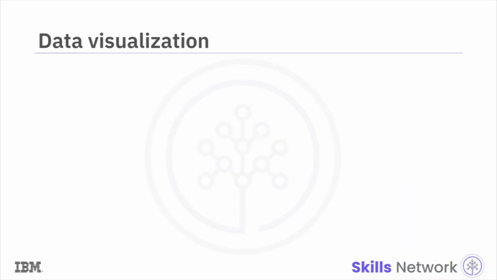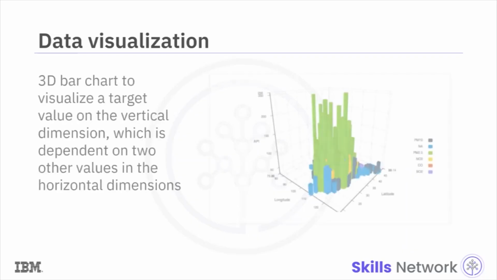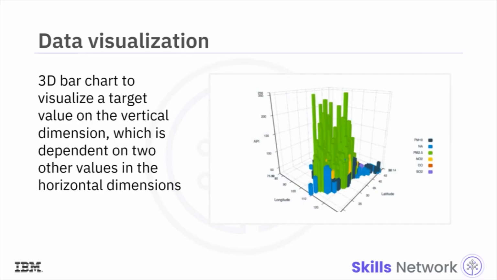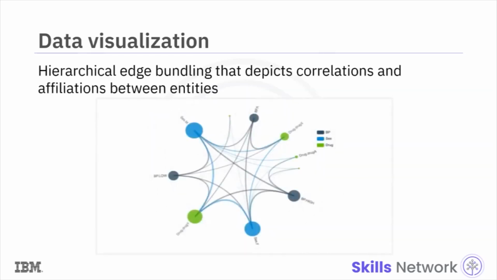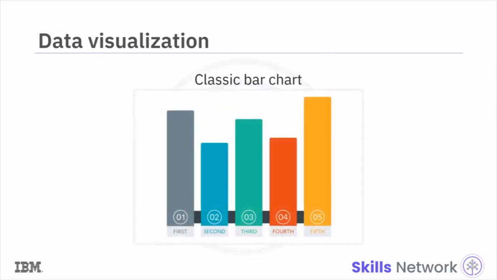In Watson Studio, various visualizations depict data for better understanding. An example is this 3D bar chart that visualizes a target value on the vertical dimension that is dependent on two other values in the horizontal dimensions. And you can use colors to visualize the third dimension. Another data visualization is hierarchical edge bundling that depicts correlations and affiliations between entities. If sufficient, a classic bar chart can do the job as well.